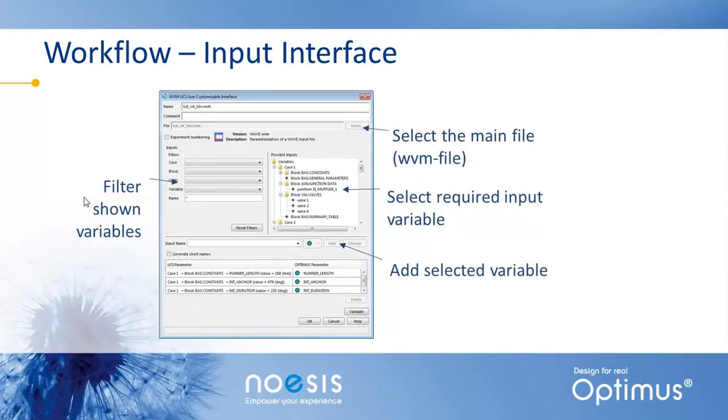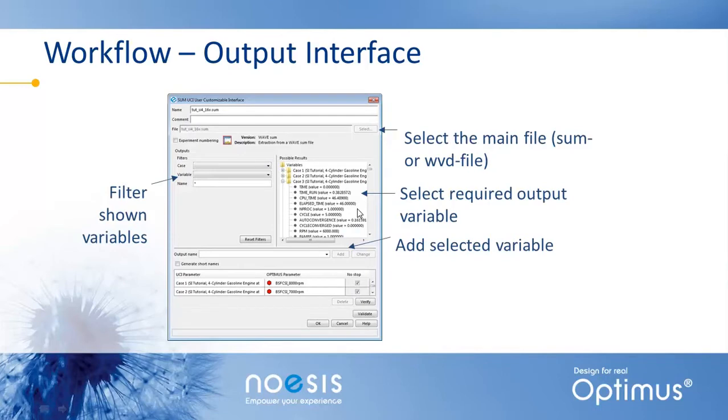In Optimus, setting up a project where Ricardo WAVE is integrated is actually very simple, because we have dedicated file parsers for each of these Ricardo WAVE files. Basically they just require you to select the model file or the input file, and after an automatic parsing, Optimus will show you all the values that are available in that file that can be used for optimization. And as a user, I just have to pick and select the variables that I'm interested in and add them to my Optimus project.